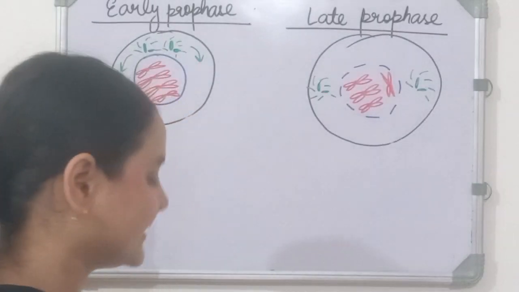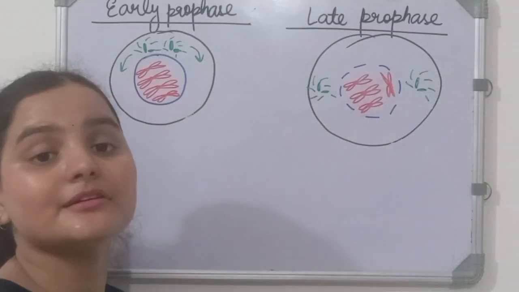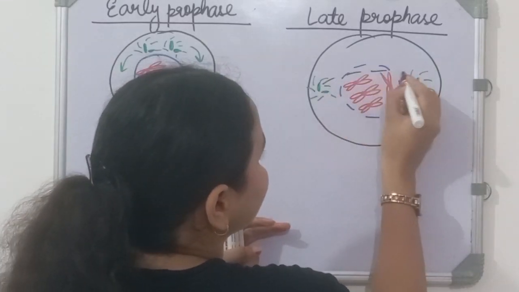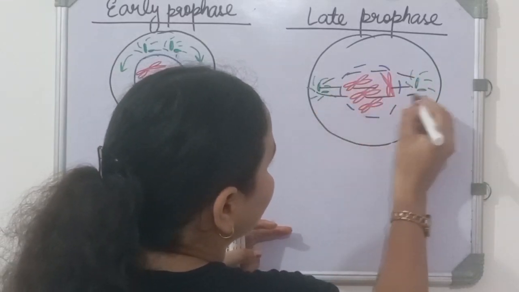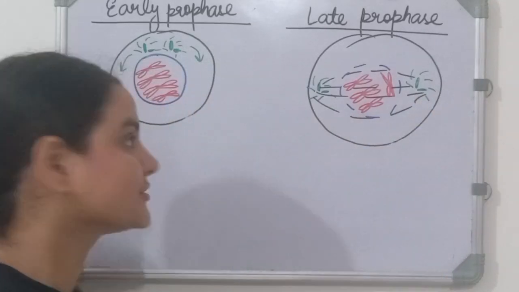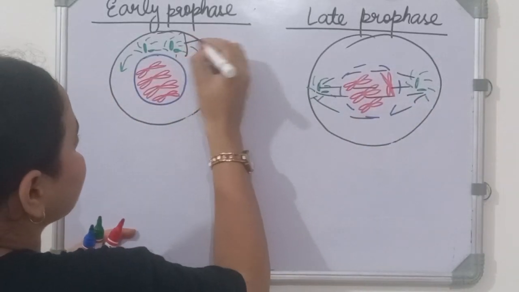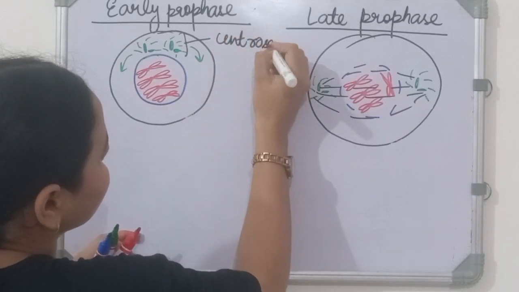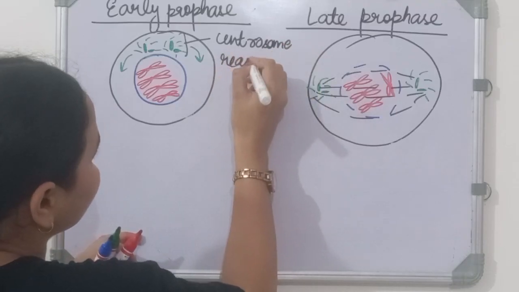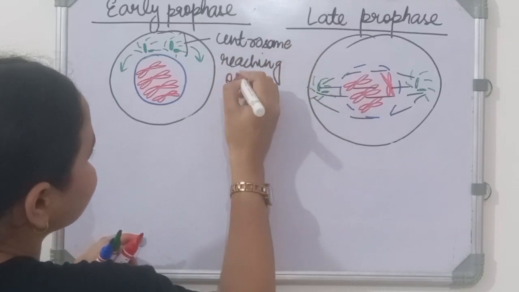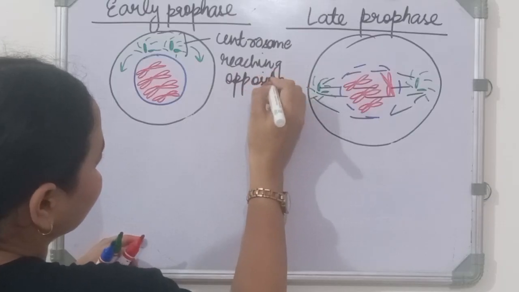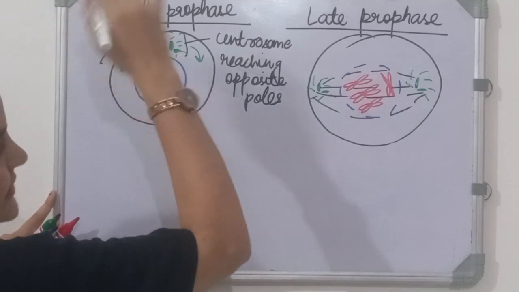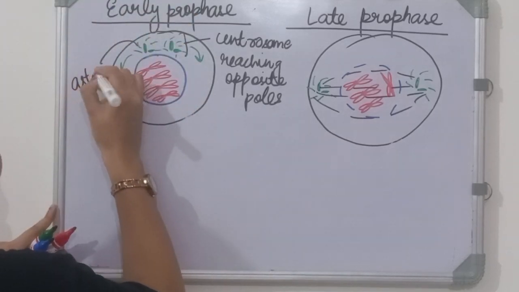Now, next point we read that spindle fibers were being formed between the two centrosomes. So let's draw spindle fibers. Okay. Now let's do the labeling. So these are our centrosome reaching opposite poles. Okay, and these rays are called aster rays.